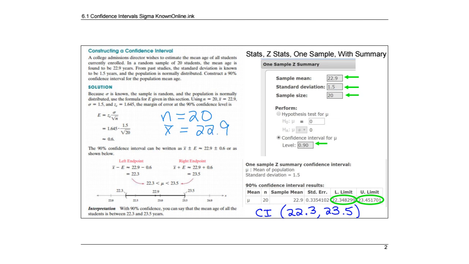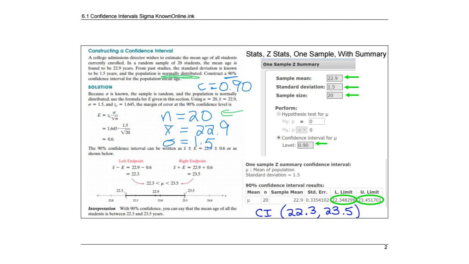From past studies, the standard deviation is known to be 1.5 years. And so we're going to make the assumption that that is our population standard deviation, and that is 1.5. They do tell us that the population is normally distributed. We needed to see that because the sample size is less than 30. And then finally, they told us they want a 90% confidence interval. So that means that our confidence level C is going to be 0.90.